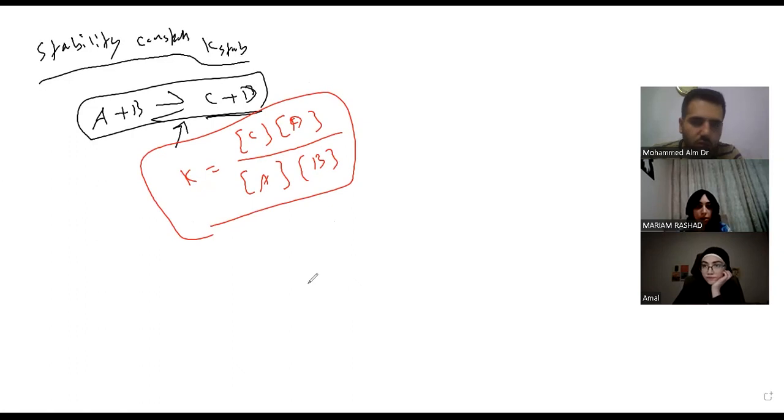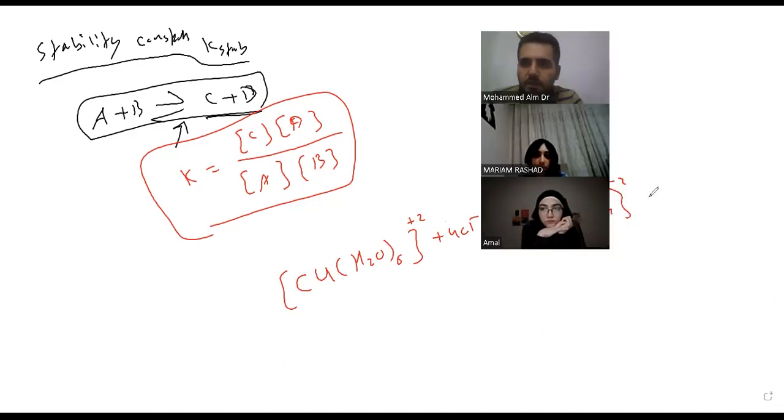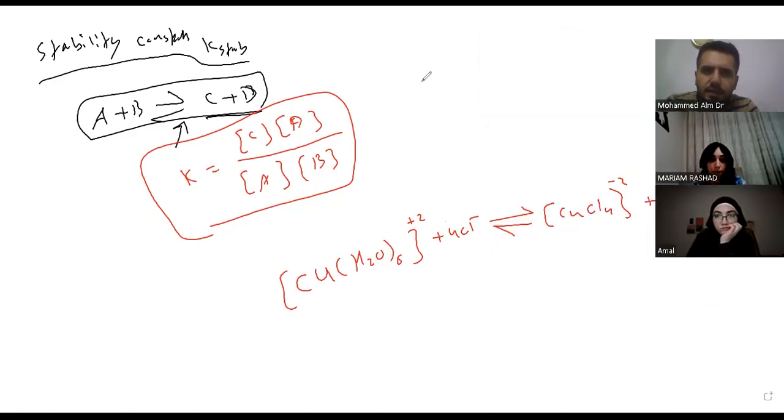Let me remind you about the equation we took before. When we have, for example, Cu(H2O)6 copper complex 2+, plus 4Cl minus, this will give us CuCl4 2-, plus 6 H2O. We took this reaction before. Do you know what we call this reaction? It's ligand substitution, yes, amazing. Ligand substitution reaction. So guys, look, because this reaction is in equilibrium, we can write a K for it.